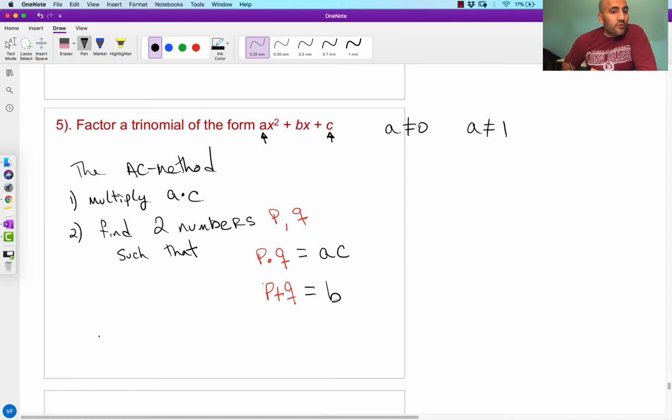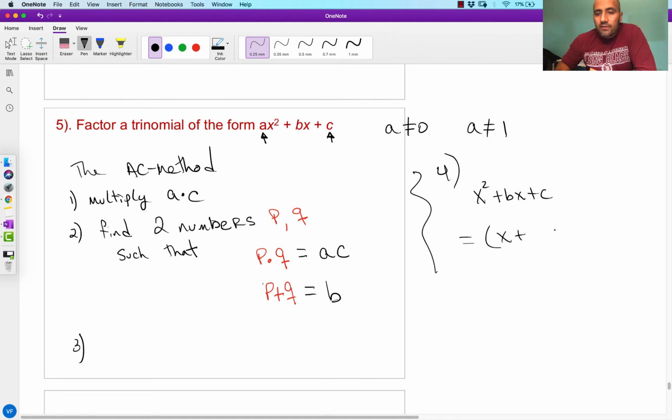Once you find those two numbers, if they exist, and this is the hard part, finding these two numbers, we move on to step number 3. In the previous technique, once you found those two, you were kind of done, right? In technique number 4, we had things that look like this, x squared plus bx plus c, and I said that if we can find those two numbers, then we'd be done. The answer would be x plus blank, x plus blank, and then we would put in our p and our q there, and we wanted those two numbers to multiply to c and add to b.